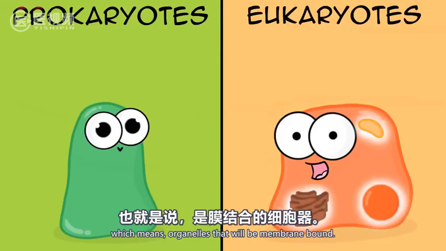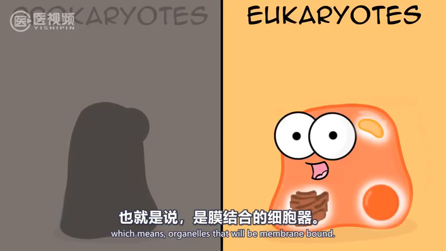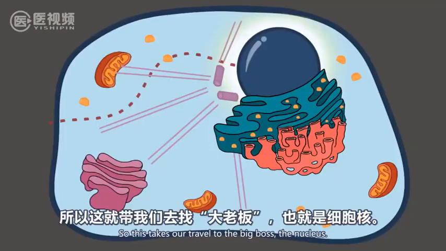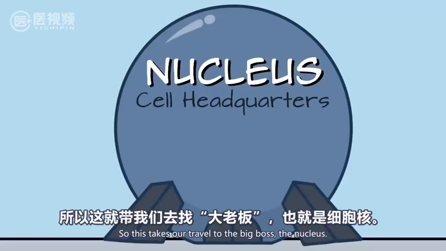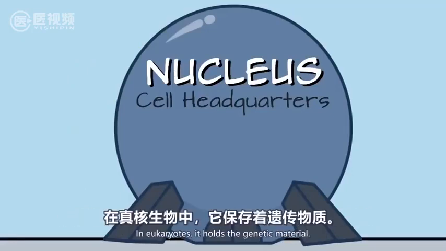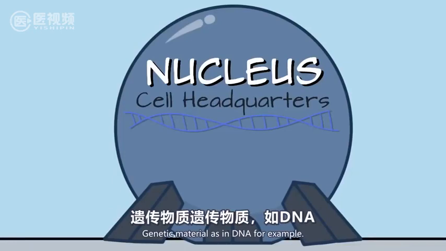So we're going to be focusing on organelles that you would find in a eukaryote cell. This takes our travel to the big boss, the nucleus. Now, in eukaryotes, it holds the genetic material. Genetic material as in DNA, for example.